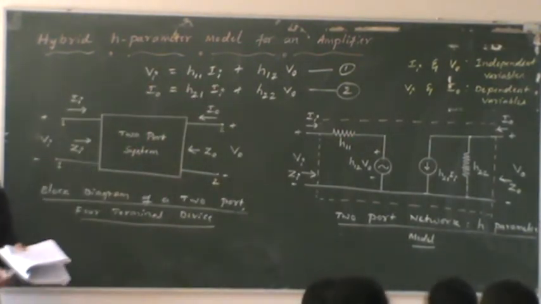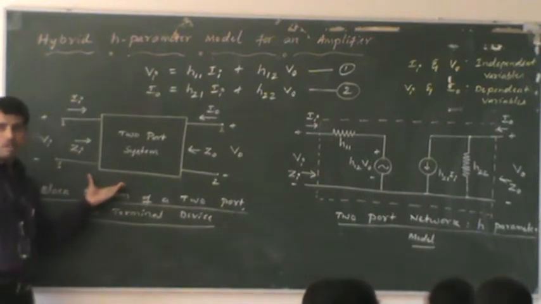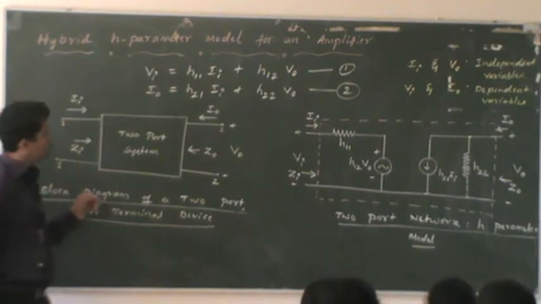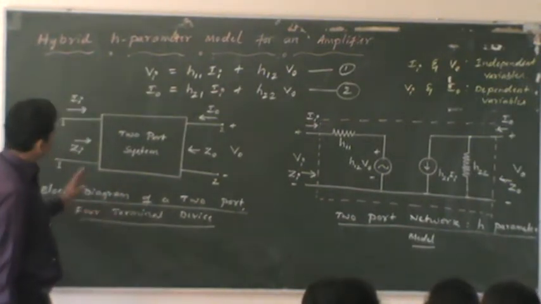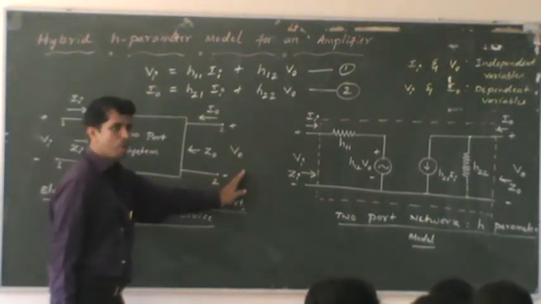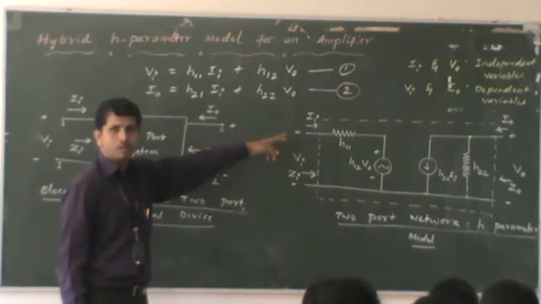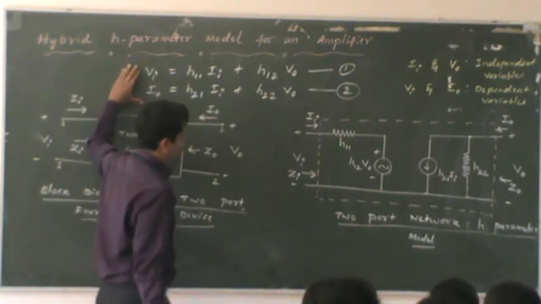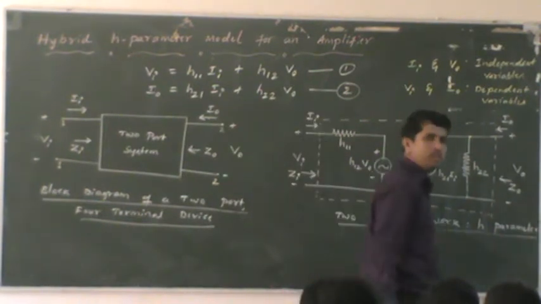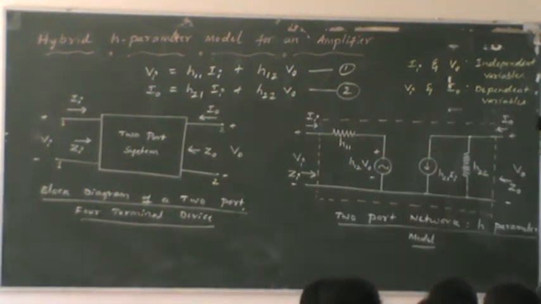So we started with the block diagram, indicating the various variables as well as ports. Later on we have written the equations relating the input port as well as output port. That's nothing but equation number 1 and 2. And based on equation number 1 and 2, we constructed a circuit here, and the circuit is called a two port network H parameter model.